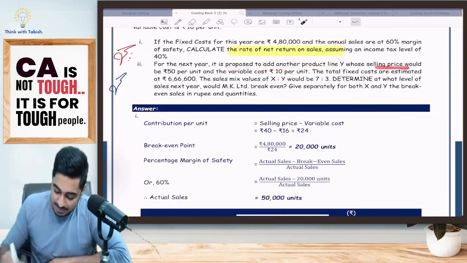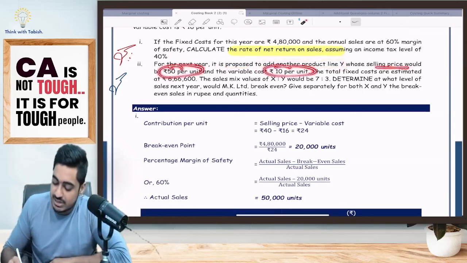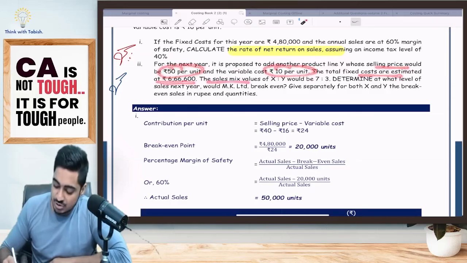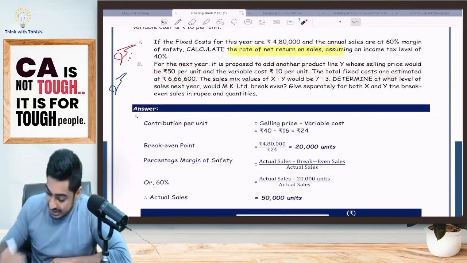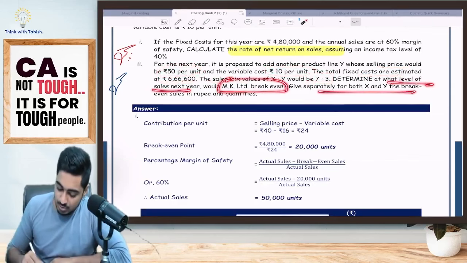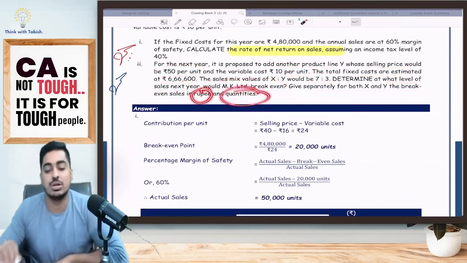Okay. Whose selling price will be 50 per unit. Variable cost will be 10 per unit. Fixed cost is estimated at 660,600. Sales mix is going to be in the ratio 7:3. Determine at what level of sales next year the company will break even. Give separately both in terms of rupees, and also in terms of quantity.